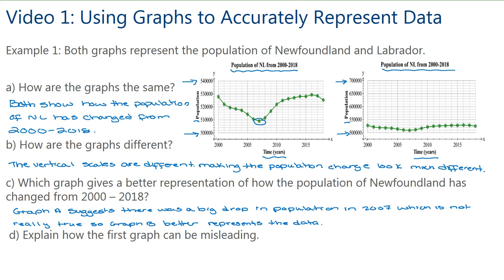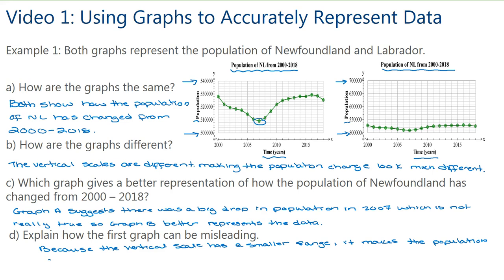So explain how the first graph can be misleading. Well, as we just said, it makes it look like there's a bigger change than there really is because of the scale. So because the vertical scale has a smaller range, it only goes from 500,000 to 540,000 as opposed to the other graph. So because it has a smaller range, it makes the population change appear greater than it actually is.